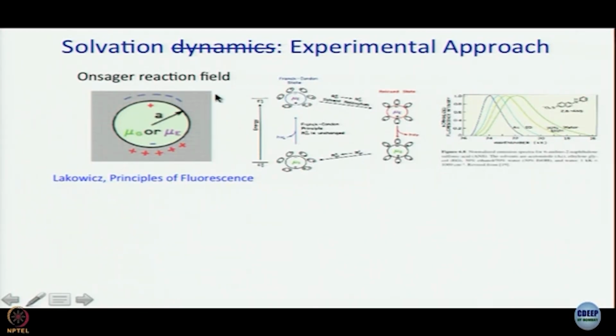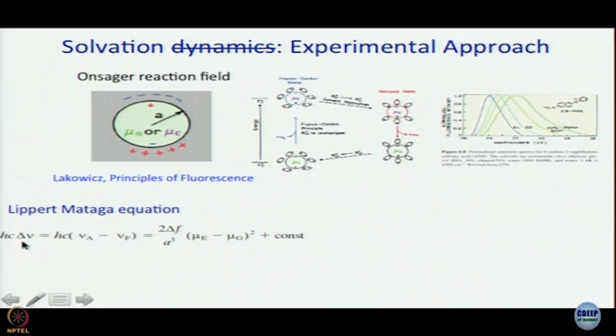And if you go through this Onsager reaction field model derivation, you will arrive at something that is equally well known, that is called Lippert-Mataga equation. And Lippert-Mataga equation is something like this, where it says hc delta nu, which means nu A minus nu F, where usually these are written in terms of wave number. The Stokes shift in wave number is equal to 2 delta f by a cube times (mu e minus mu g) whole square plus some constant. What is mu e minus mu g? The difference in the dipole moment created upon excitation, the difference between the dipole moment created upon excitation and dipole moment of the ground state.